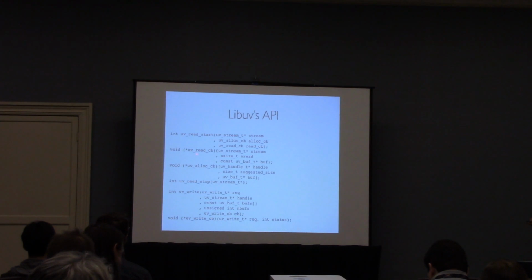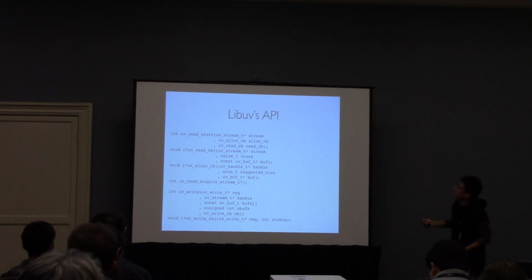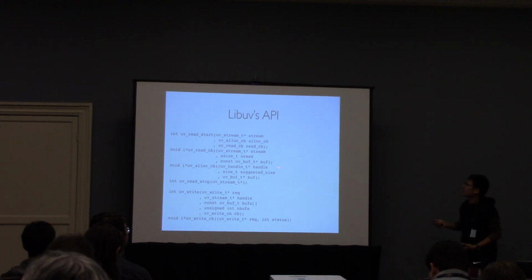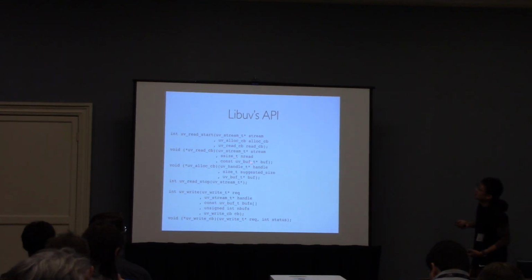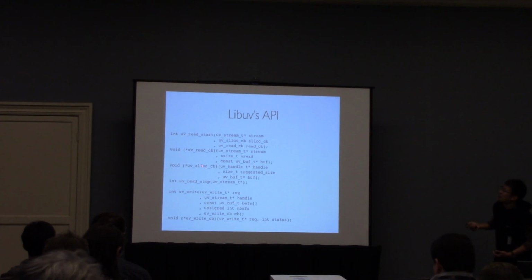The signature of these callbacks is this. Inside the callbacks, you can get your stream handle back. This is the TCP handle, and you can get how many bytes you have read from the client. And this is a buffer struct. This struct has to be filled up in the allocation callback.